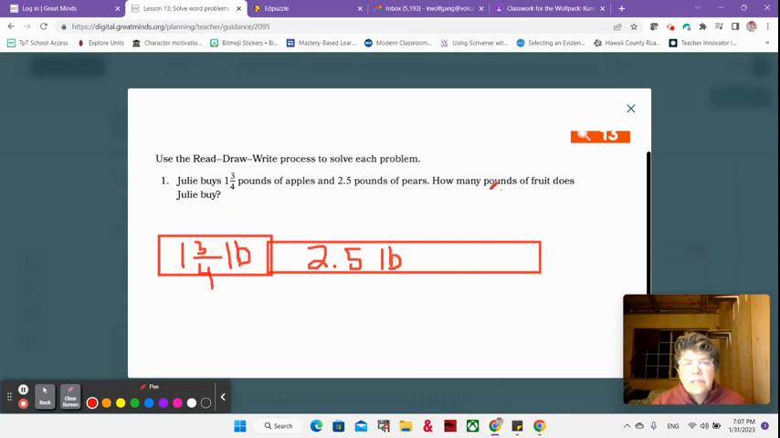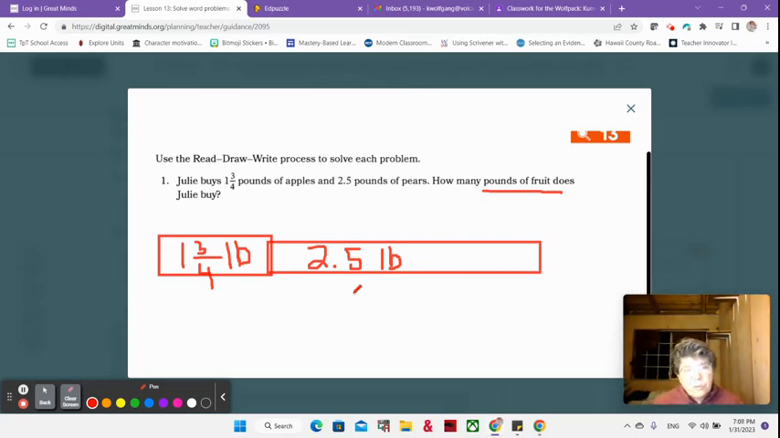And then the question is asking us how many pounds of fruit does she buy altogether? All right, so do we have a strategy we can use to find 1 3/4 plus 2 5/10? Well, actually we don't, because this is fractions and this is decimals. So we have to rename one of the numbers so that the numbers are in the same form, right? We can't add decimals and fractions. We have to make them both fractions or both decimals.